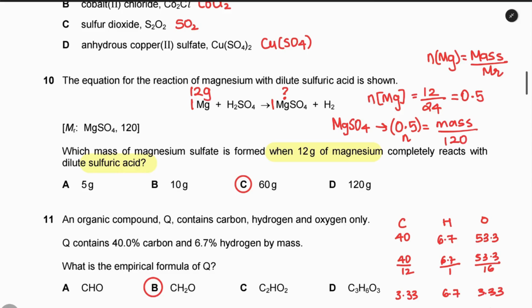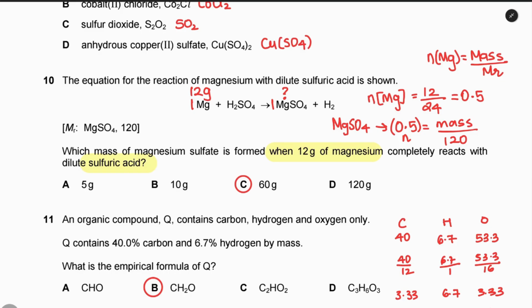The equation for the reaction of magnesium with dilute sulfuric acid is shown. So over here 1 mole of magnesium corresponds to 1 mole of H2SO4, giving 1 mole of magnesium sulfate and 1 mole of hydrogen. Over here the molecular mass of magnesium sulfate is given as 120. Which mass of magnesium sulfate is formed when 12 gram of magnesium completely reacts with dilute sulfuric acid?